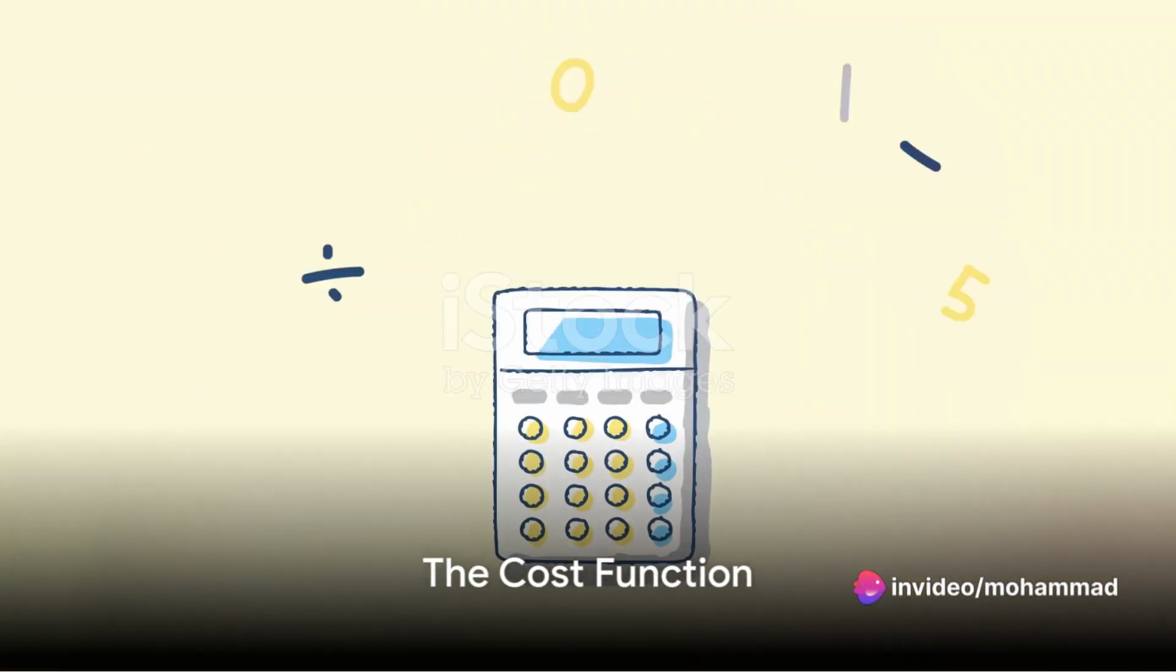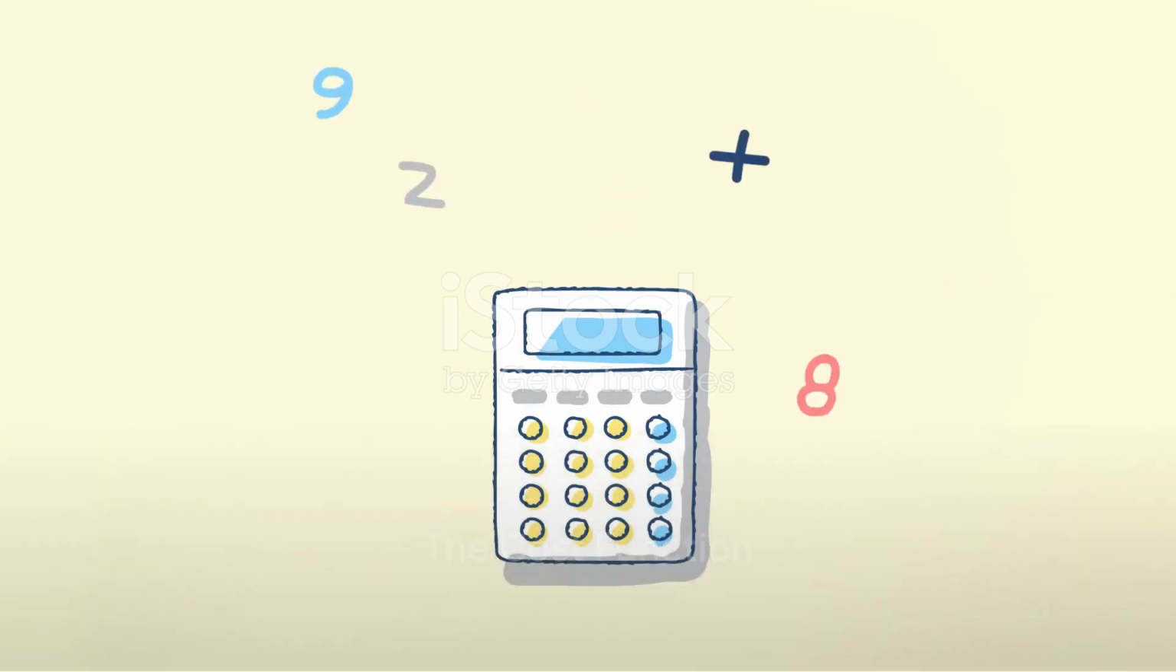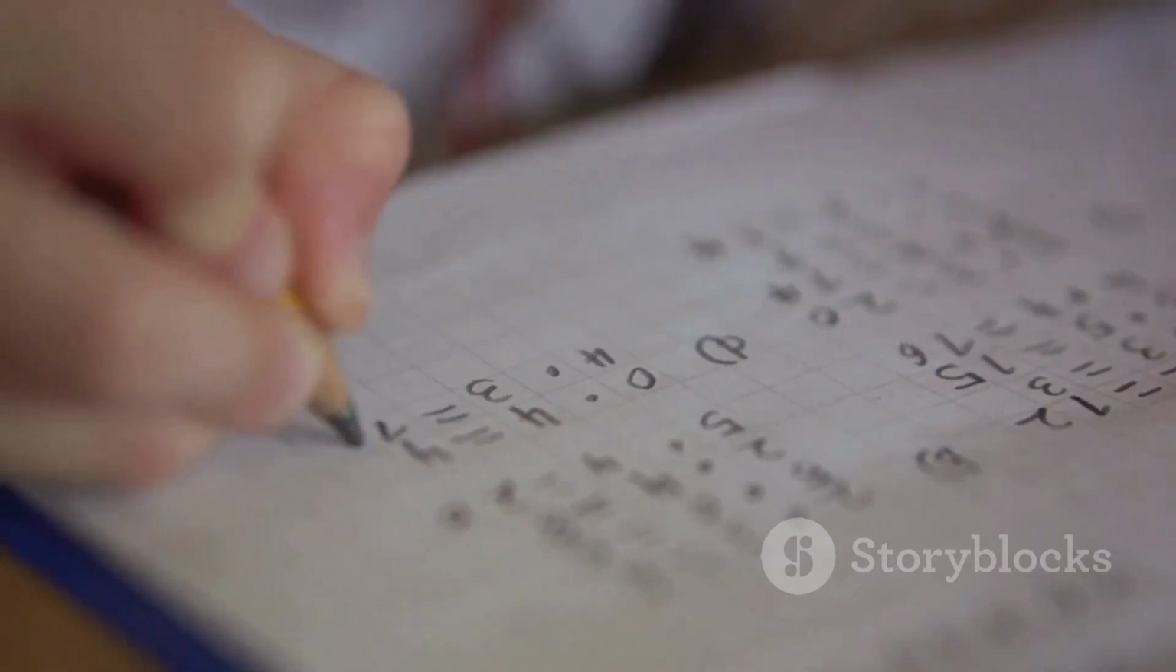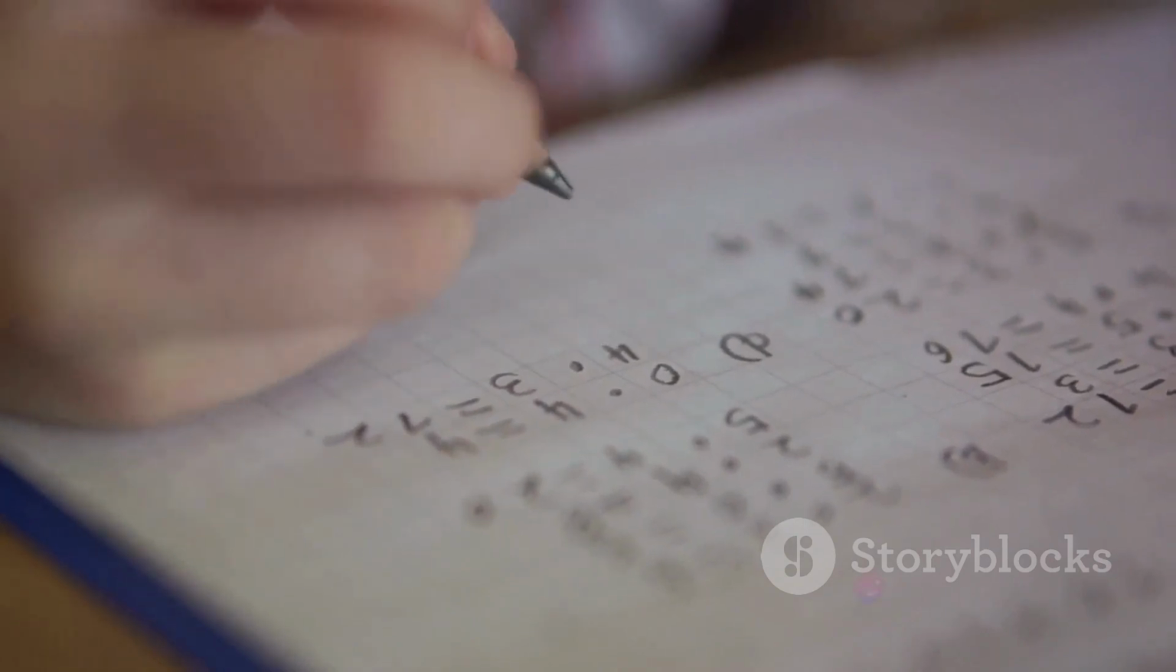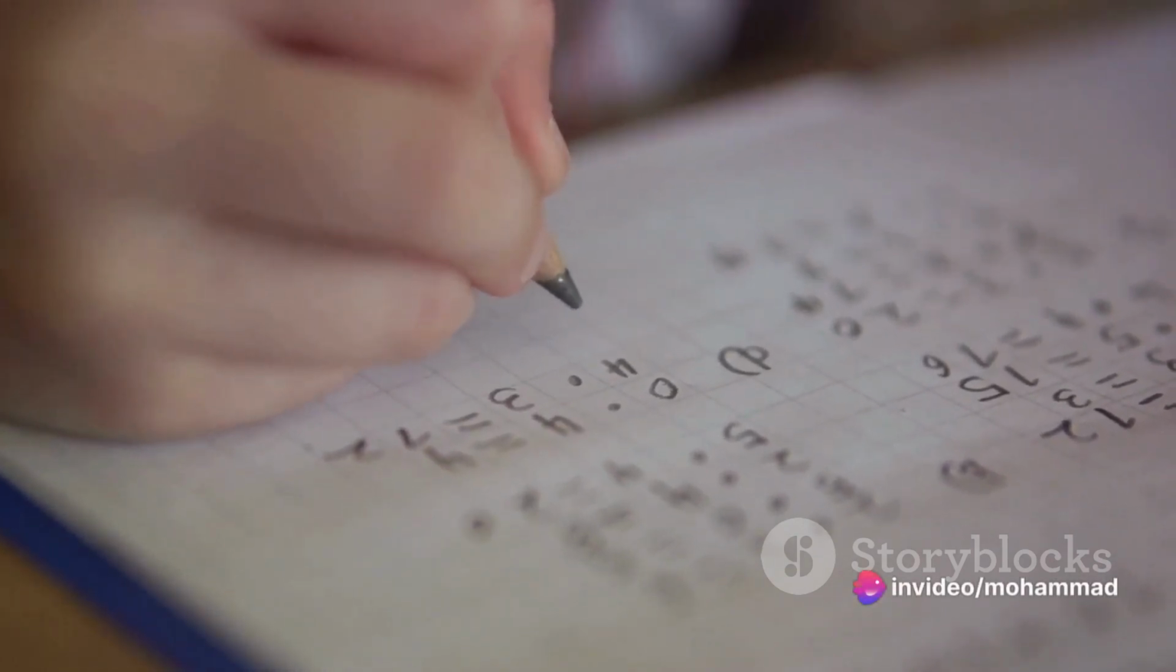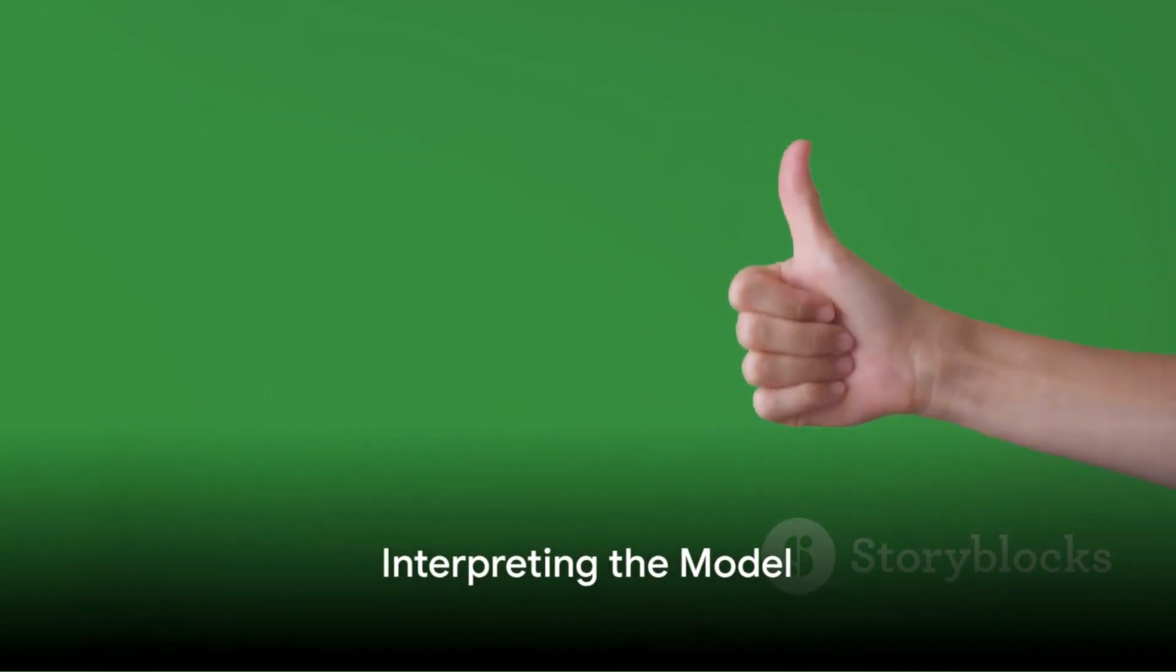But how do we measure if the model is doing a good job? Enter the cost function. In logistic regression, the cost function often used is the log loss or cross-entropy loss. The aim during training is to minimize this cost, which measures the error between the predicted probabilities and the actual labels. Once the model is trained, interpreting it is relatively straightforward. The coefficients tell us how each feature influences the odds of the positive class. A positive coefficient means the feature increases the odds, while a negative coefficient means it decreases the odds.